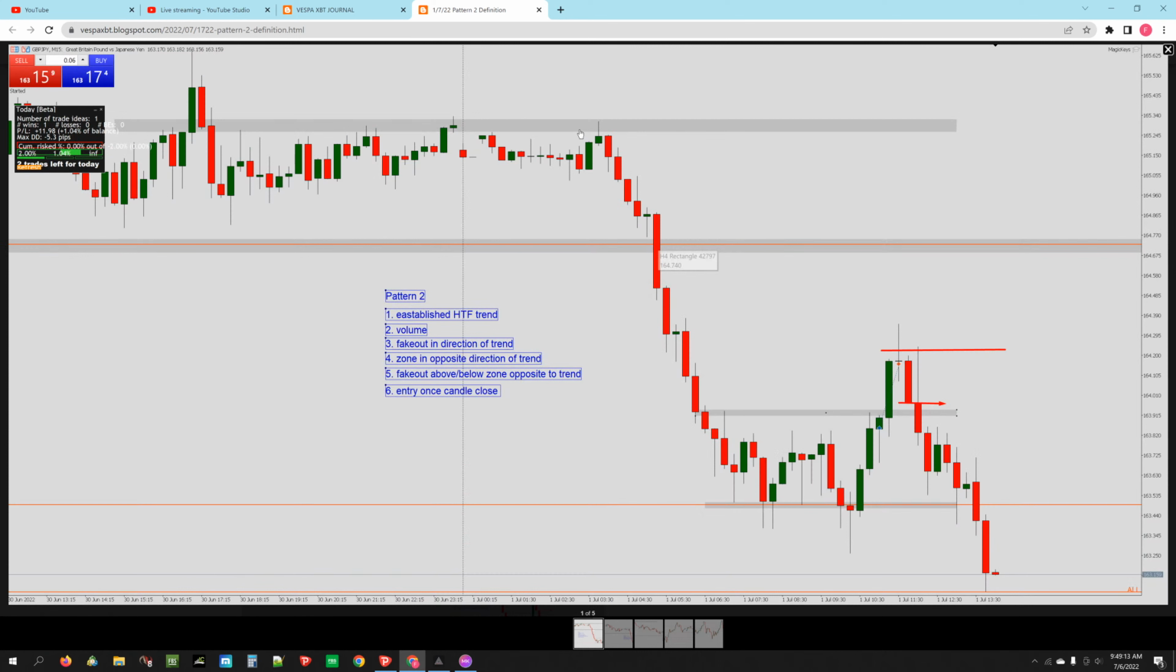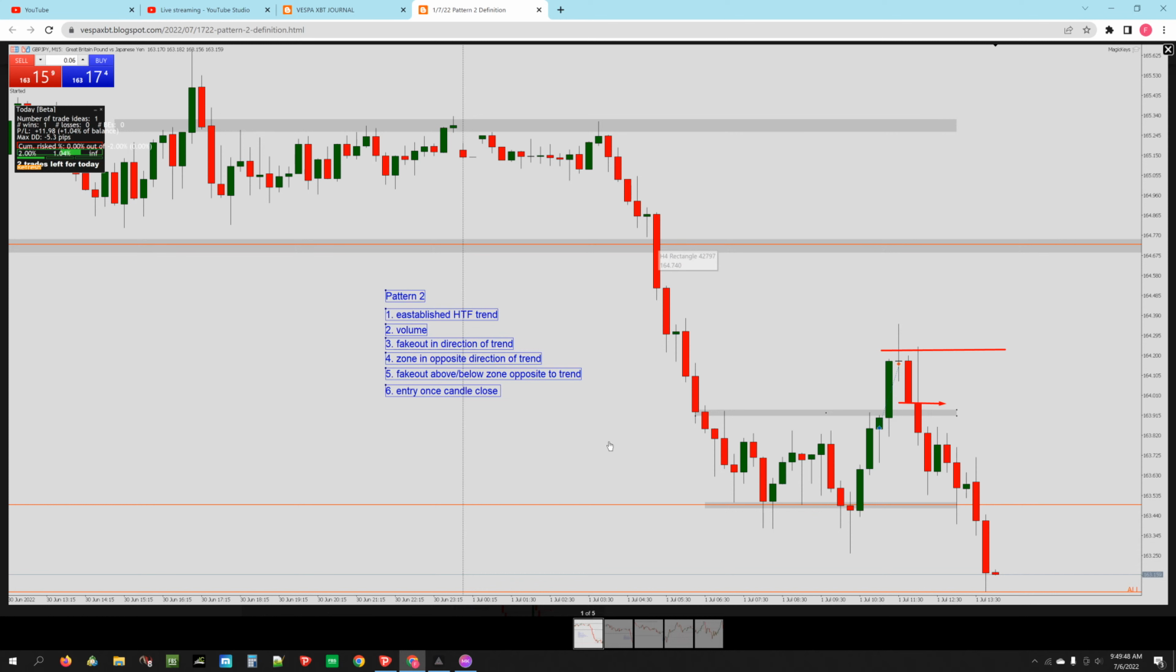In pattern 2, basically we have an established downside trend, so we are expecting that price will mirror this move after it starts breaking below this minor support. So these are the conditions for pattern 2. Basically in pattern 2 we need a fake out below the support and then a fake out above the resistance. However, our entry will be in line with the trend. So this is our pattern 2.